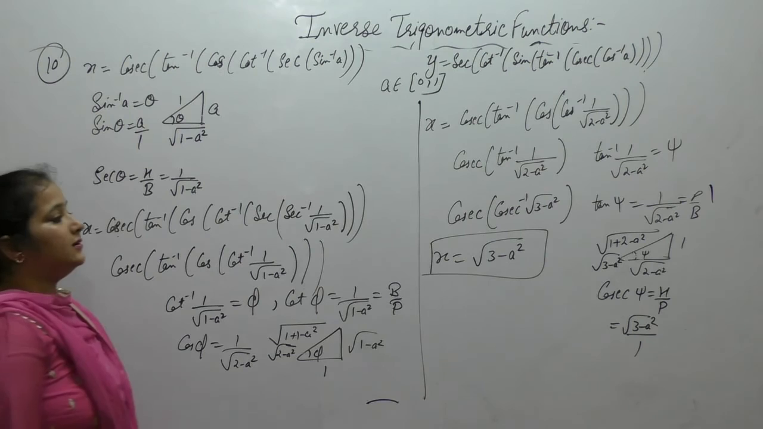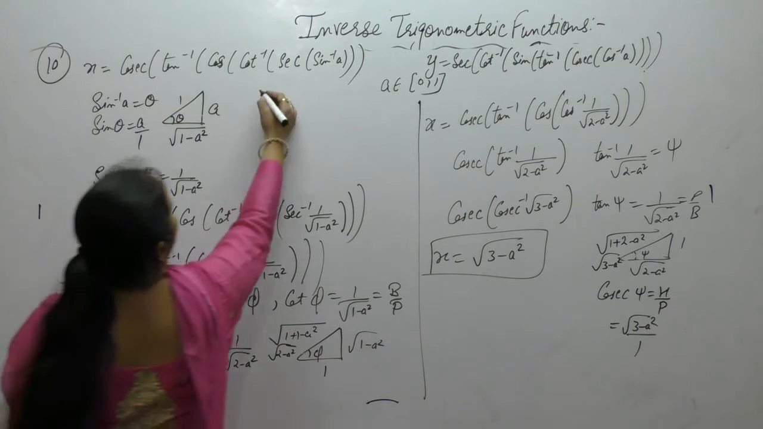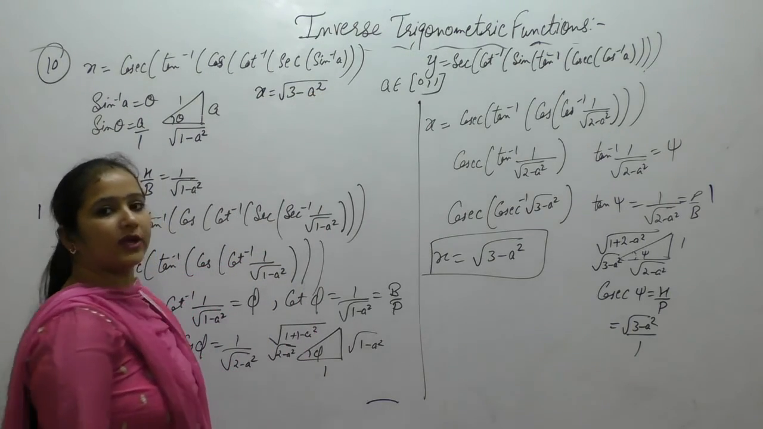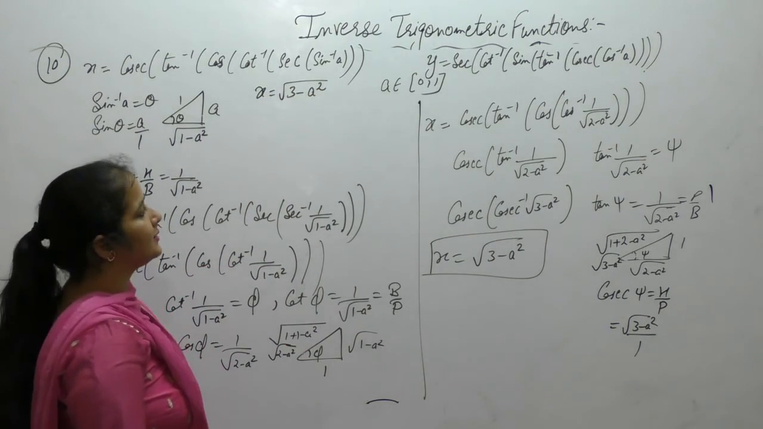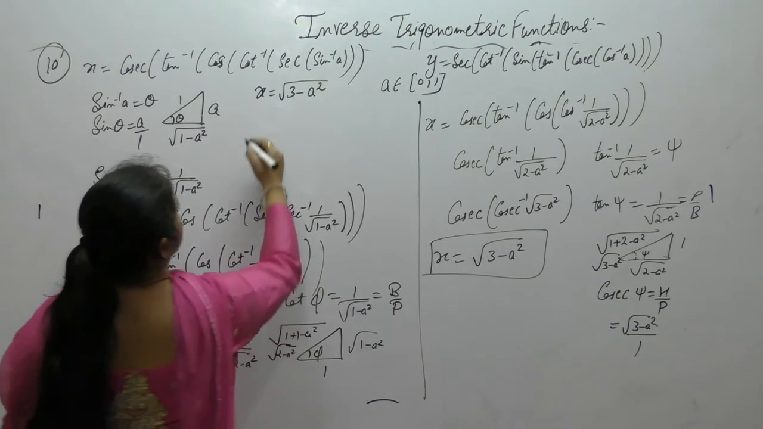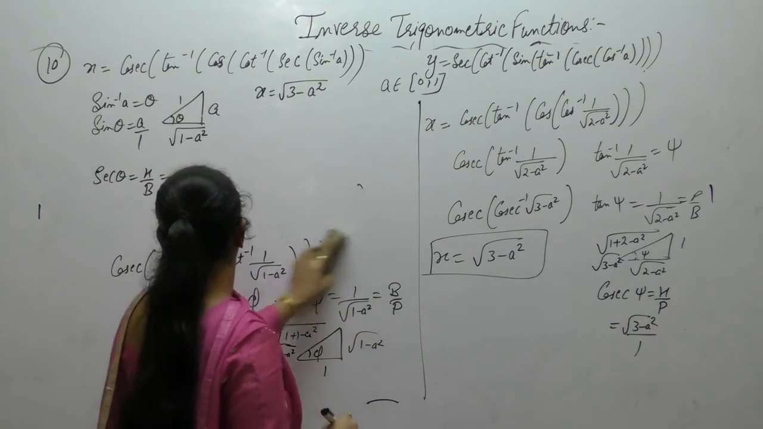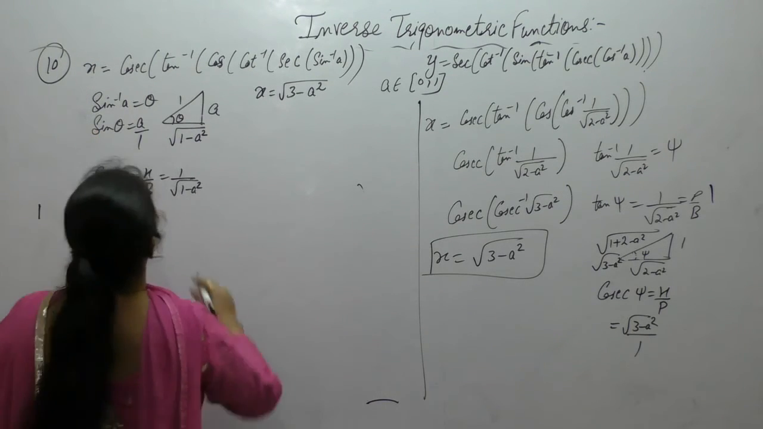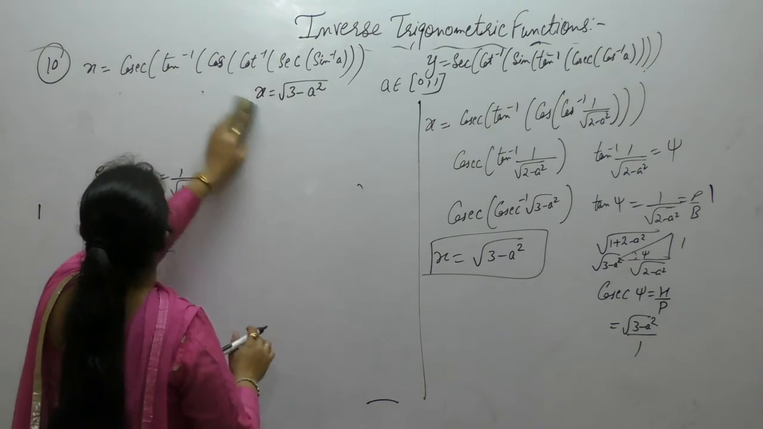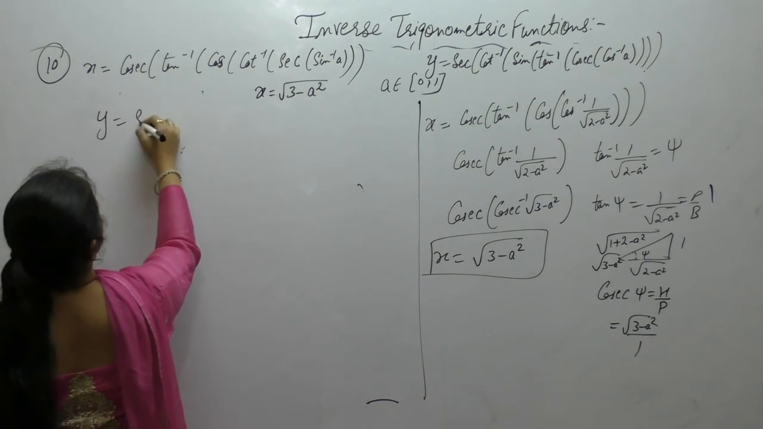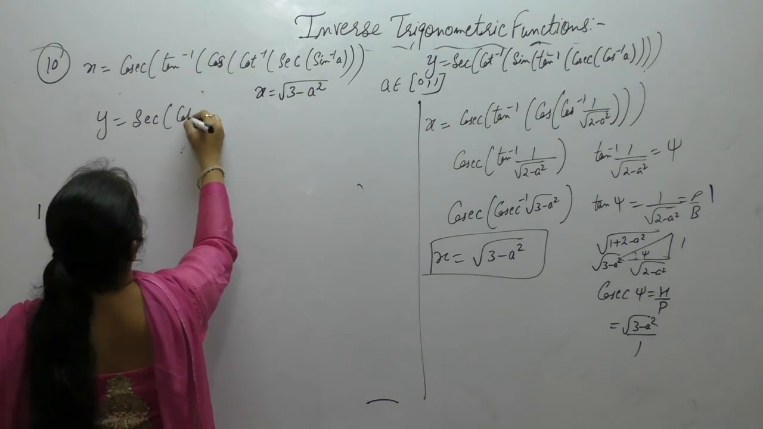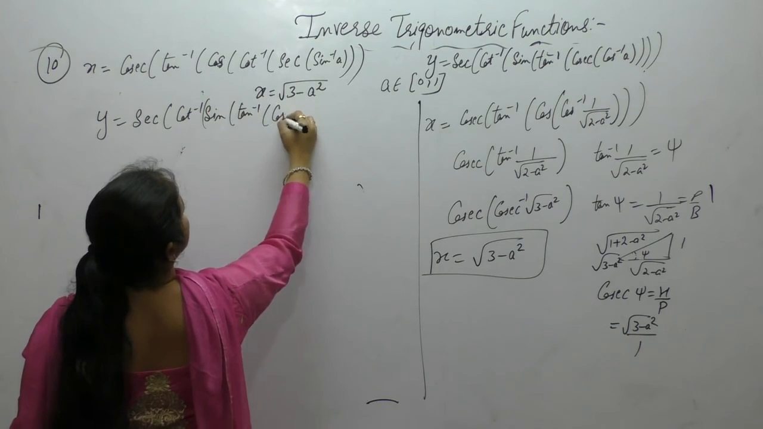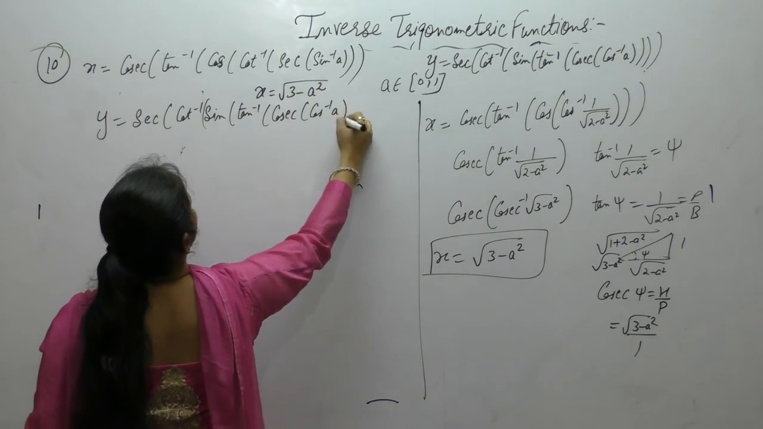Solve up to here. So we get x as root 3 minus A square. Now we have to solve the value for y. So y is equal to sec cot inverse sine tan inverse cosec cos inverse A.